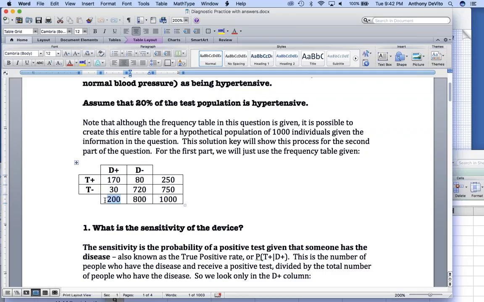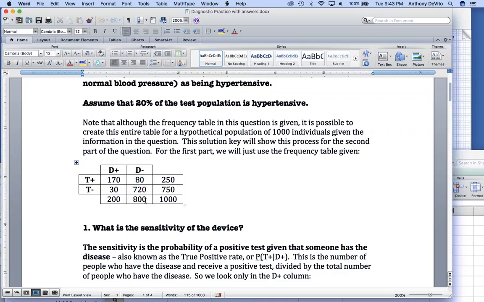Out of those 200 people that are hypertensive, our test would correctly identify them 85% of the time. So we would correctly predict that 170 out of 200 people that have the disease test positive, and 30 of them, 15%, test negative. That's a false negative. They really are positive, but it's a false negative. Just to point out, this is a true positive, this is a false negative, this is a true negative, and this is a false positive.